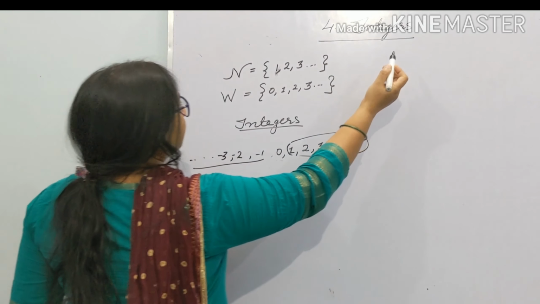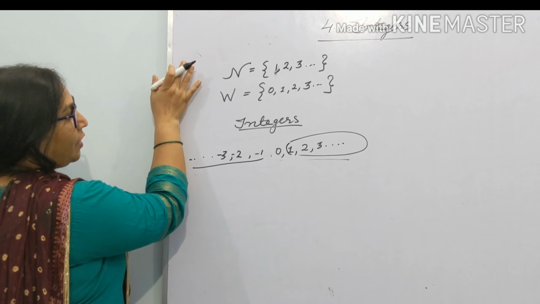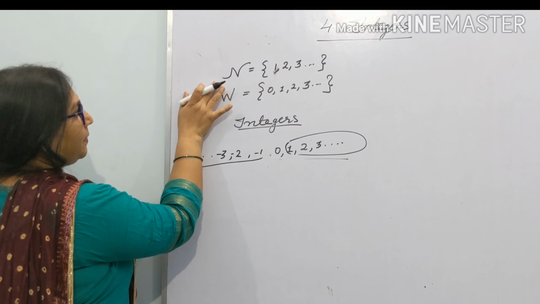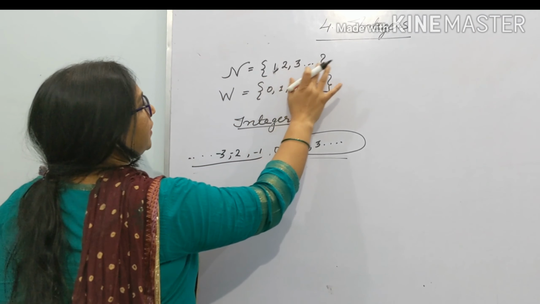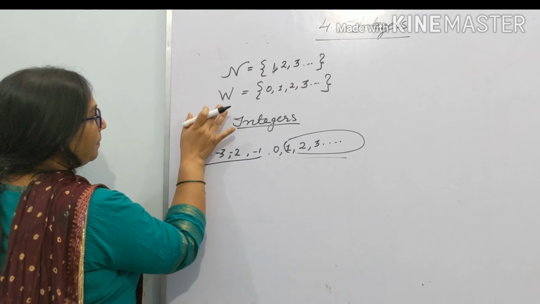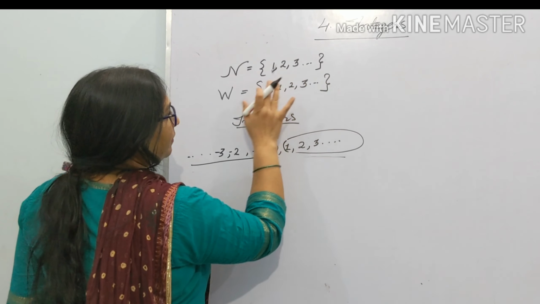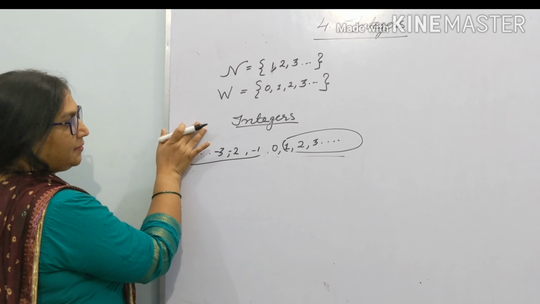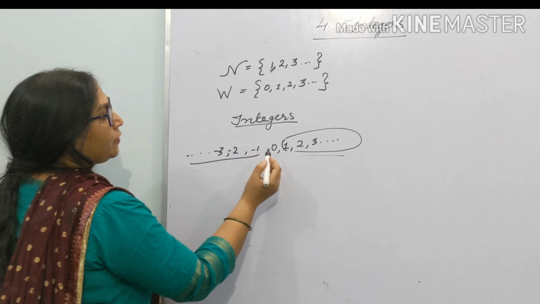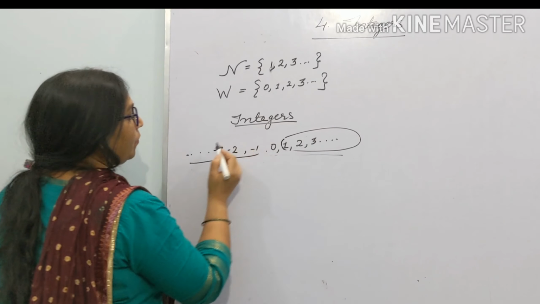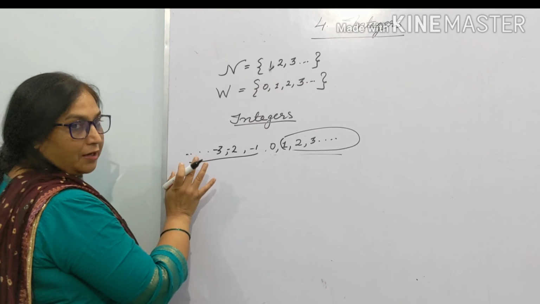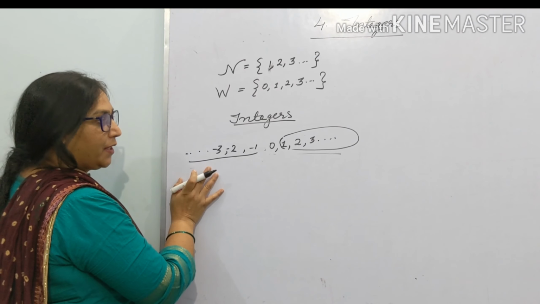Unit 4, integers. Let us talk about the numbers which you have already learned. Natural numbers are 1, 2, 3, and so on. Whole numbers comprise all the natural numbers along with 0. Then what are integers? Let us try to understand. Whole numbers along with negative numbers form the set of integers.